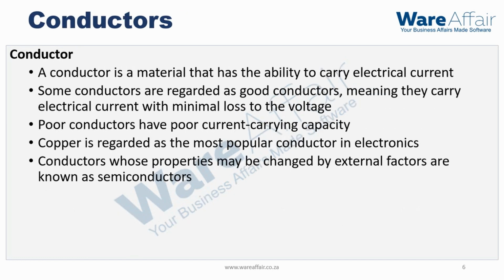Let's look at conductors. A conductor is a material that has the ability to carry electrical current. Some conductors are regarded as good conductors, meaning that they can carry electrical current with minimal loss to the voltage. We'll get to this at a later stage. Poor conductors have poor current carrying capacity. Copper is regarded as the most popular conductor in electronics. Conductors whose properties may be changed by external factors are known as semiconductors.